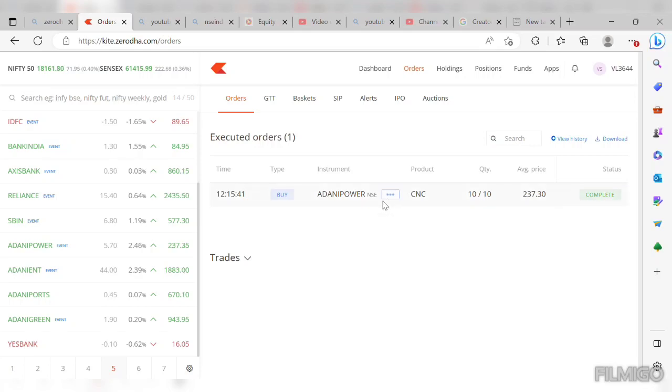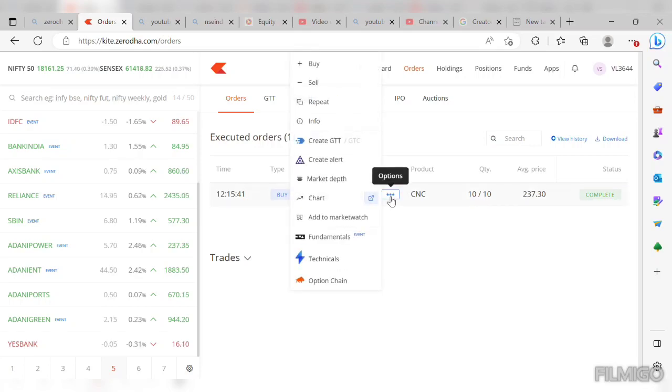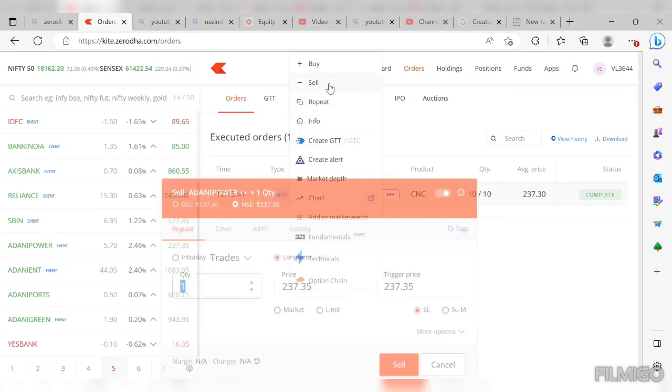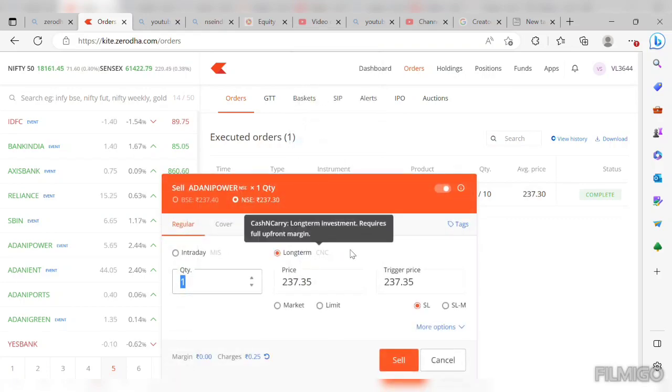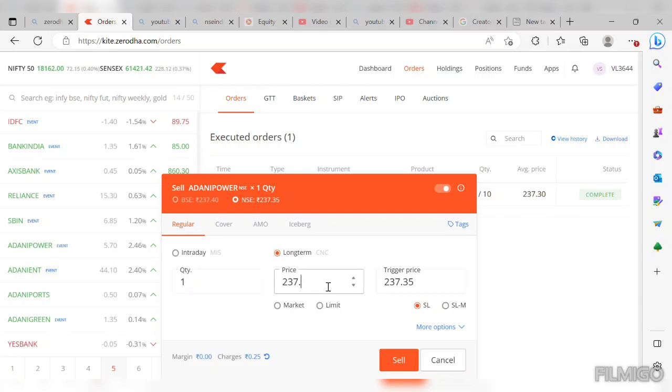Now we will keep the stop loss, so even if our decision goes wrong, still our losses will be minimum. For the stop loss, click sell, then enter the value. Suppose I can bear losses up to 230. Then I will enter price 230 and a trigger price quite higher than the entered value, say 230.5, and sell.